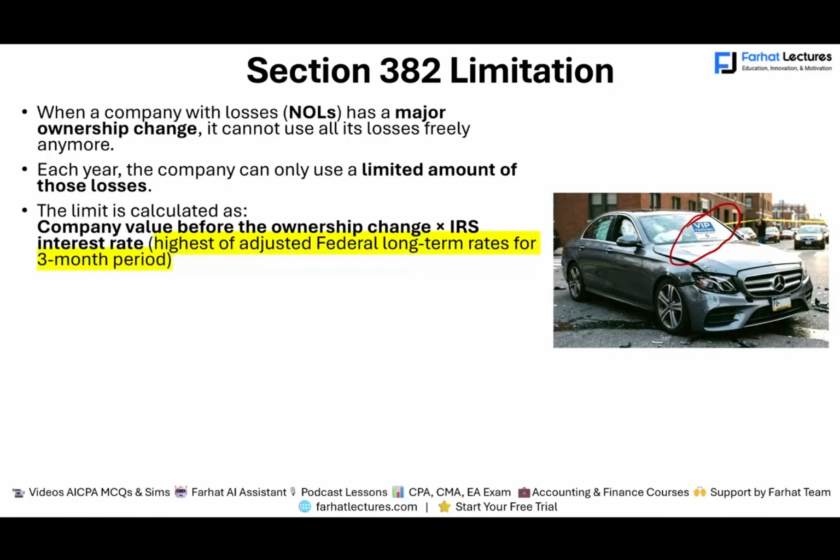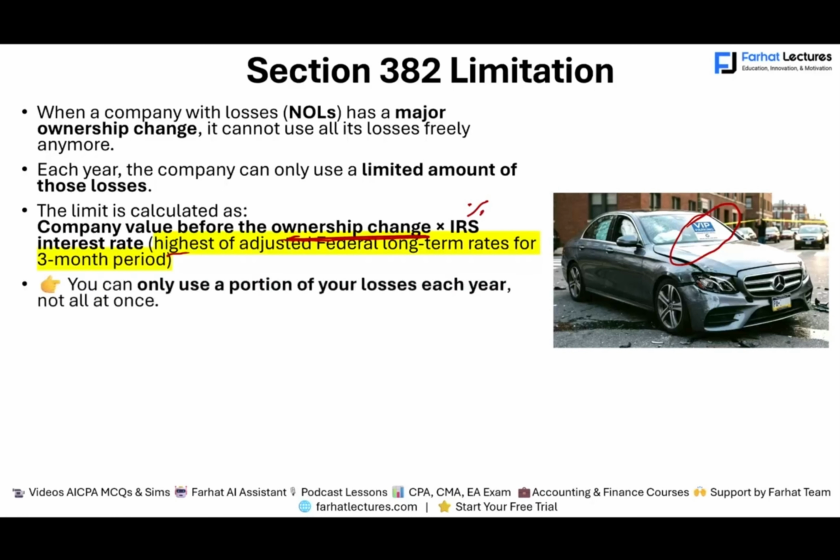How do we compute this limit? We would look at the company value before the ownership change. How much was the company valued at the ownership change? And we multiply that by a percentage. What is that percentage? That percentage will be given to us. You don't have to worry about it. It's the highest of the adjusted federal long-term rate for the 3-month period. It does not matter. It will be given to you. But that percentage is given by the IRS.